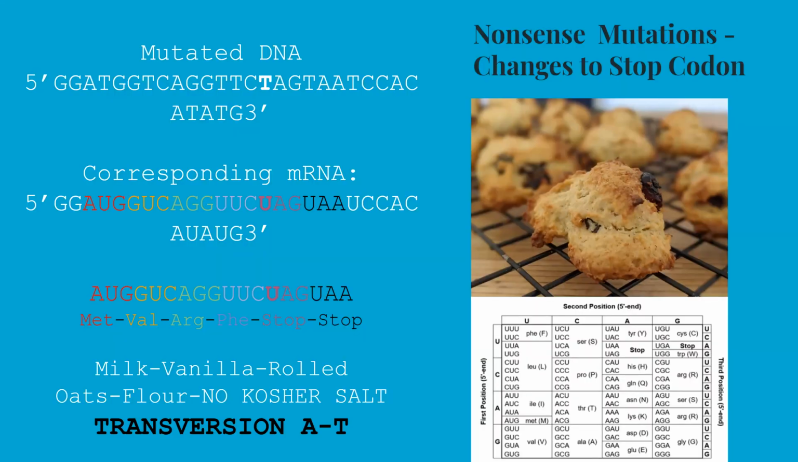So what if we have some other mutation, where one of the codons becomes a stop codon? For example, we have a transversion from A to T, where we're going to end up having UAG and we're going to have a stop. So we could potentially still make oatmeal cookies, but they're not going to have the kosher salt that we need. They might be a little weird and not really function or taste the same, just like our proteins that are going to be made in the cell.